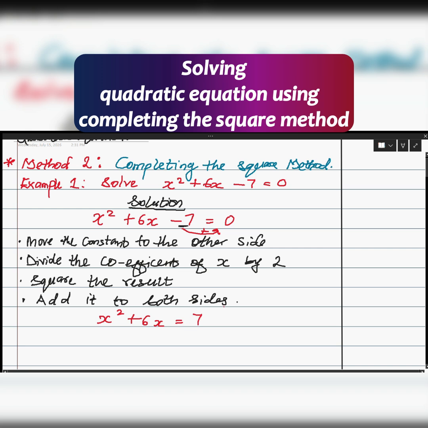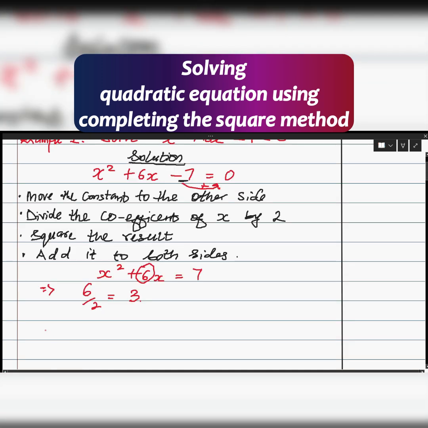Now the second procedure, which says divide the coefficient of x by 2. Now the coefficient of x is 6. This is the coefficient of x here. So I'm going to divide it by 2. So if I divide it by 2, it gives me 3.